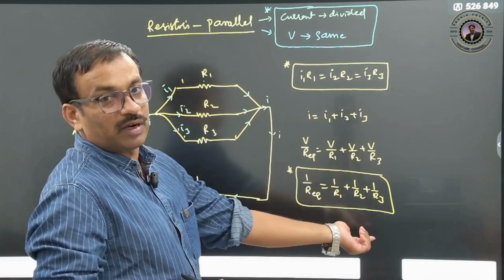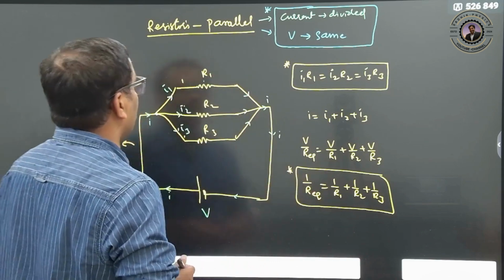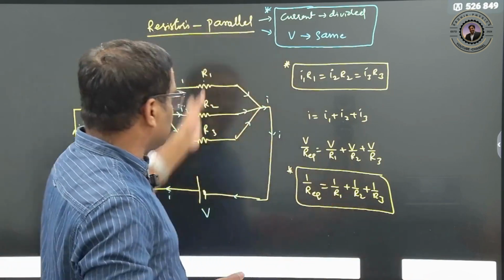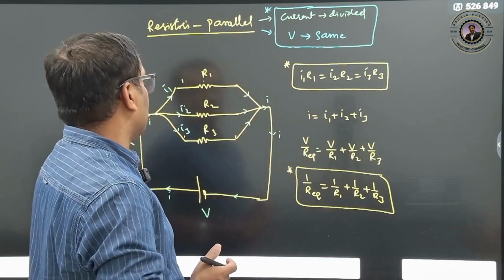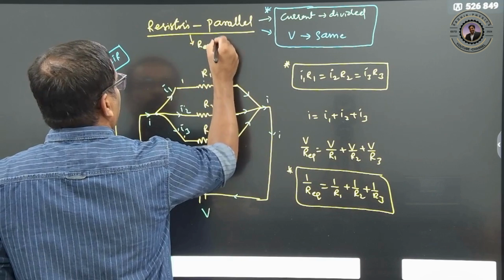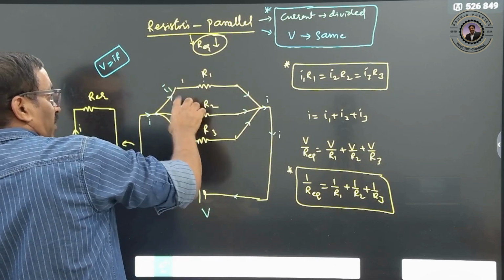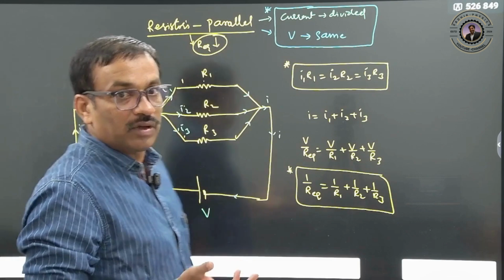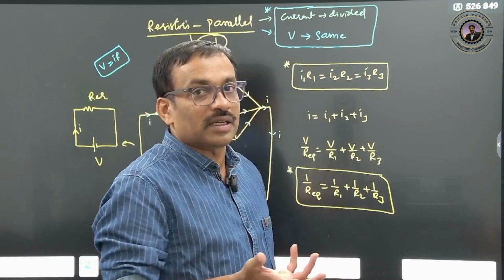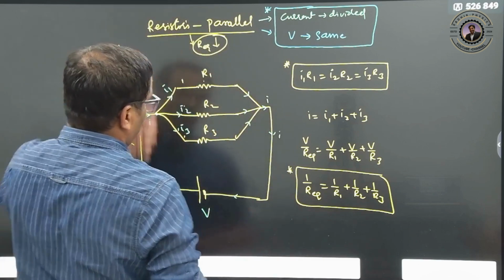But with reciprocals, 1 by R of each will be less. Therefore when they are connected in parallel, R equivalent will be much smaller compared to all the individual resistances. So when they are connected in parallel, the equivalent resistance will reduce. Why does it reduce? See here, the area of cross section is increasing. Since R is equal to rho L by A, when the area increases, the resistance decreases. Clear? So in that way you can remember it.